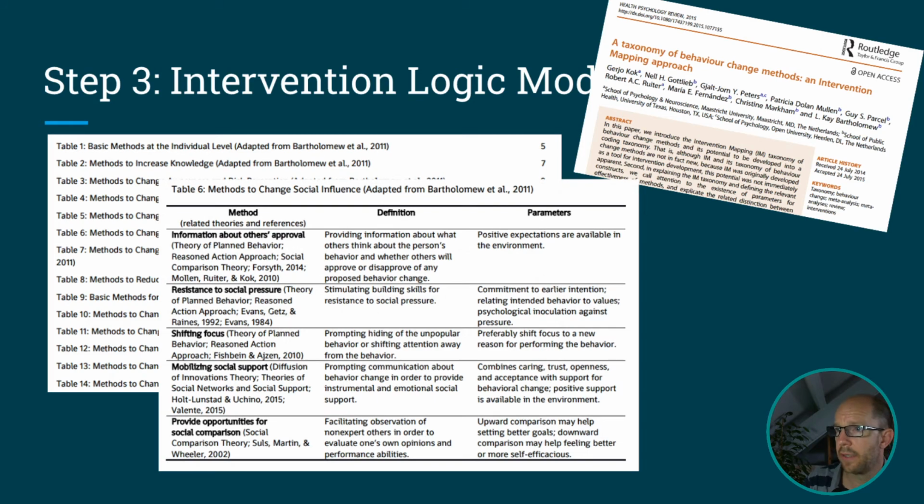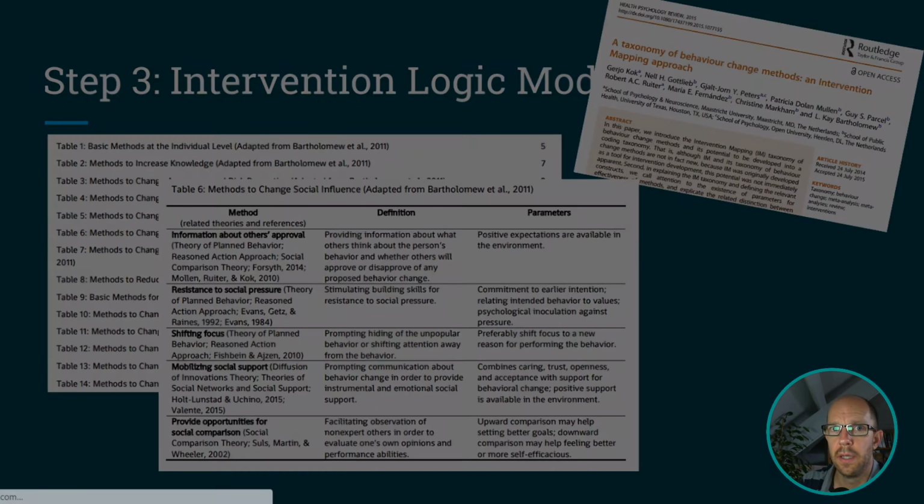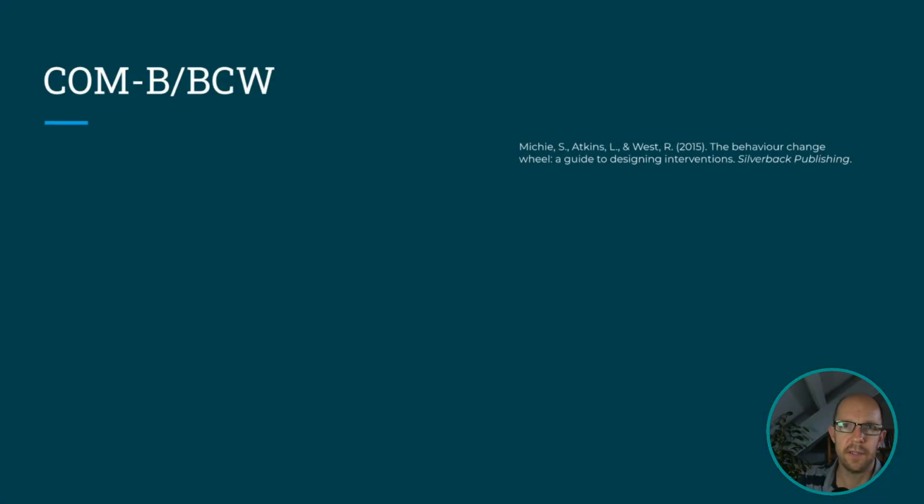If we take number 6 on the table there on the list, which was changing social influence, here's an example of the different types of methods that we might choose, such as resistance to social pressure. Which theories give us insight into helping people resist social pressure? And then there are some definitions, and then it gives some parameters, so it gives us some brief insight into what will work well and what might not work so well. This is an example of how we can build better theory into our health promotion interventions.